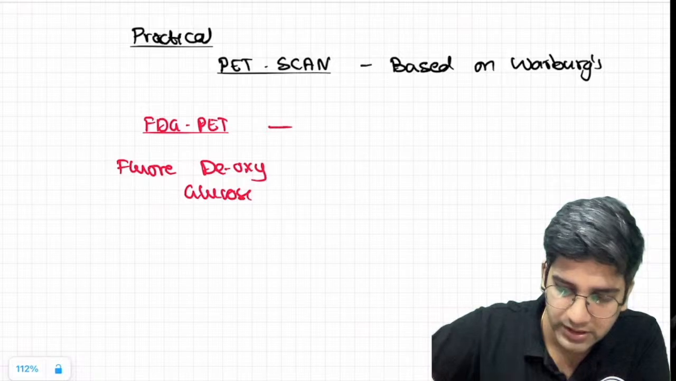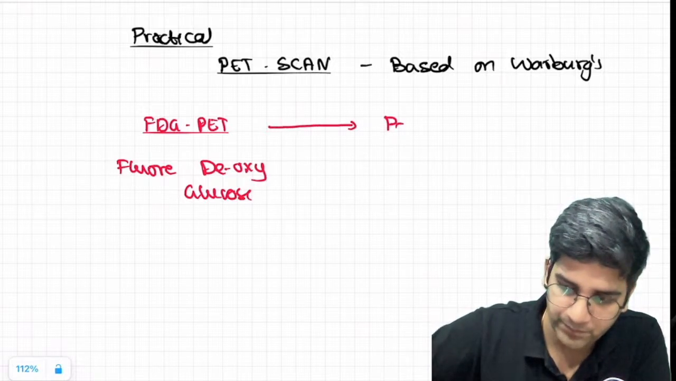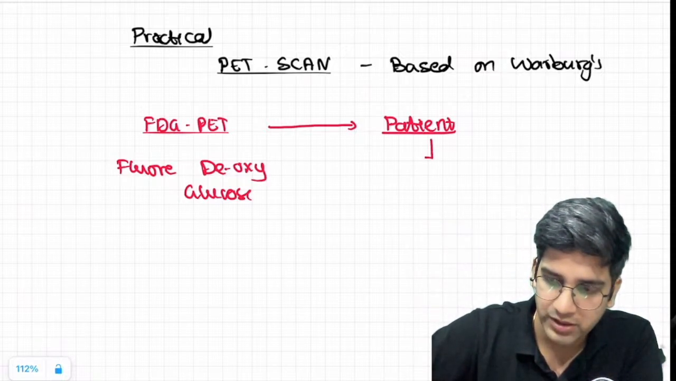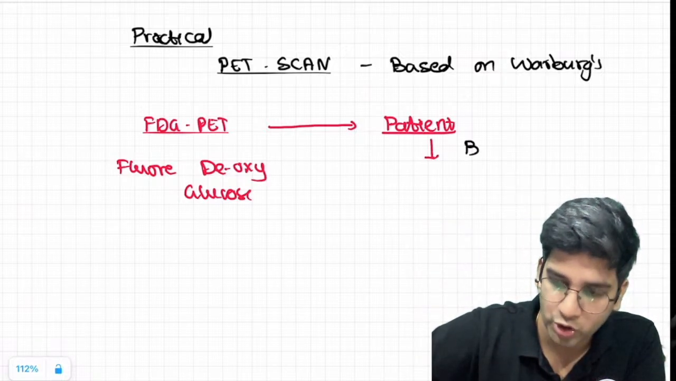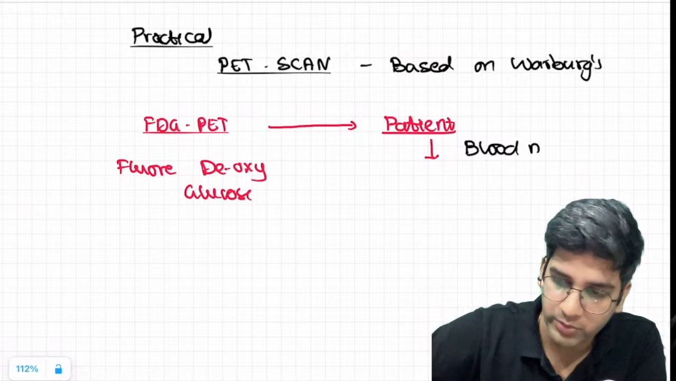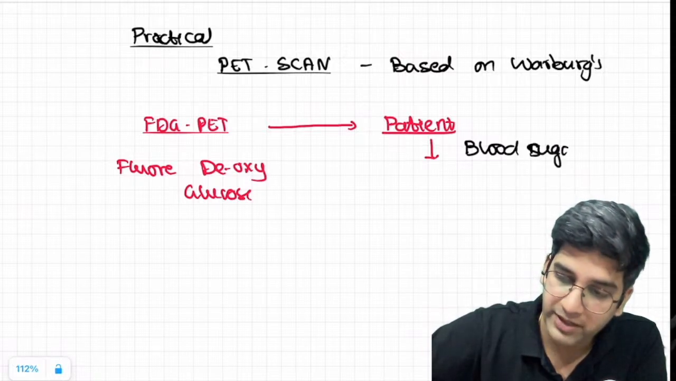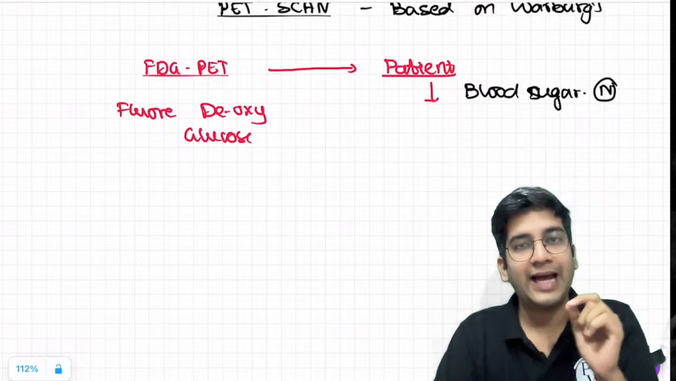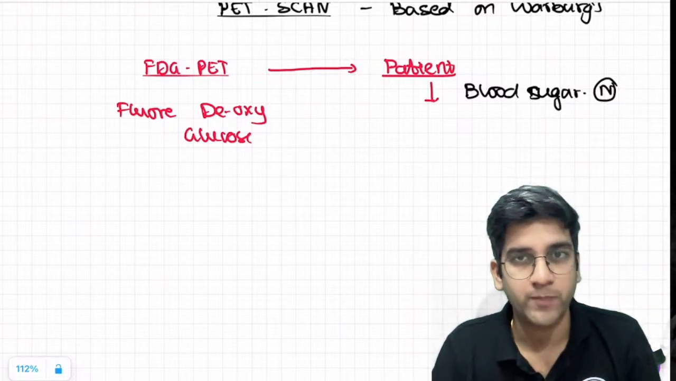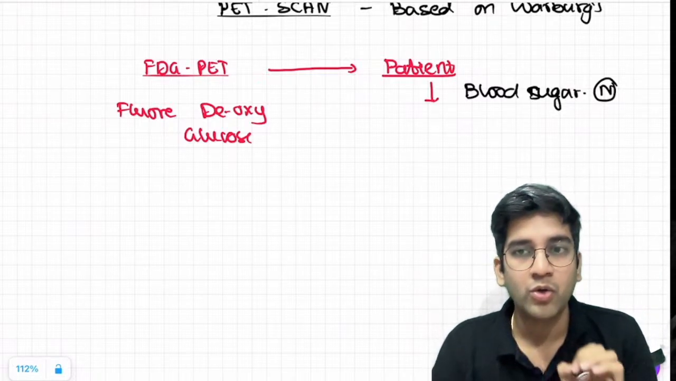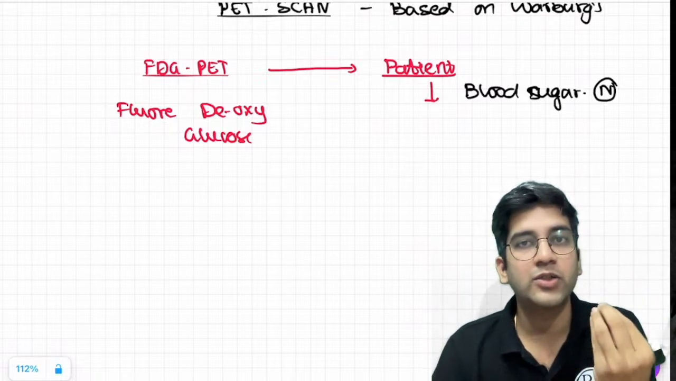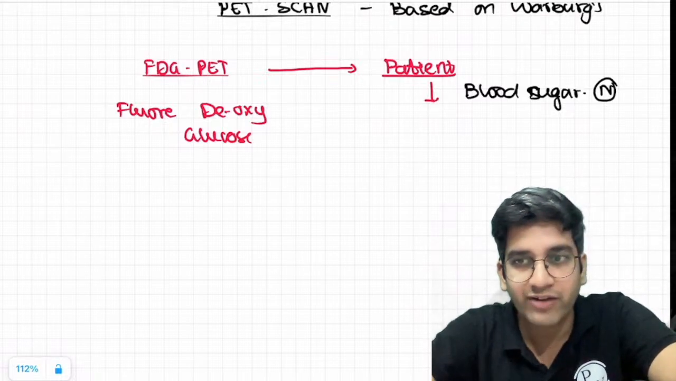So what I do here is, I will give this to a patient. It will be injected into the patient via the vein, via venous access, into a patient whose blood sugar is normal. That's the important prerequisite. The blood sugar of the patient should absolutely be normal. Once the blood sugar is normal and the patient gets the new glucose molecule, I want you to answer, who do you think will be utilizing the glucose more, a normal cell or a fast dividing cell?